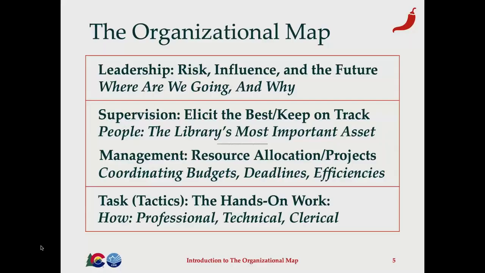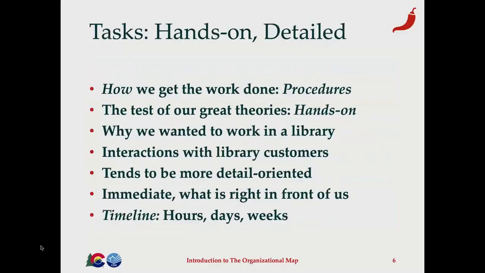It's also about budgets and timelines and constantly looking for efficiencies without losing quality as part of what we're doing. And then we have the front line, tasks and tactics. That's the hands-on work, and it includes things like professional work. If you're a degreed professional librarian, for example, a subject matter expert, or a cataloger who does original monograph cataloging, it's about the technical work and the clerical work. So anything that's hands-on is what we call the task. So this is the map, and what we're going to be thinking about today is how supervision fits into this particular map. So let's take a look at the task.